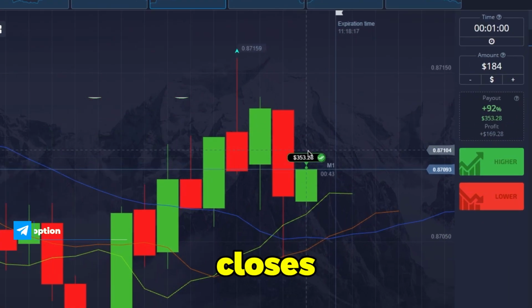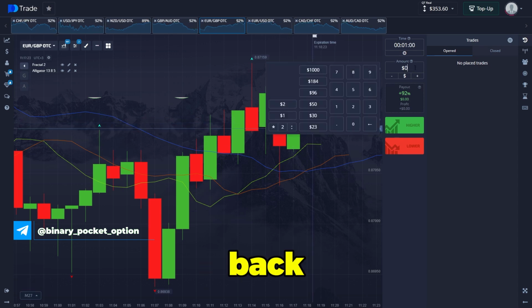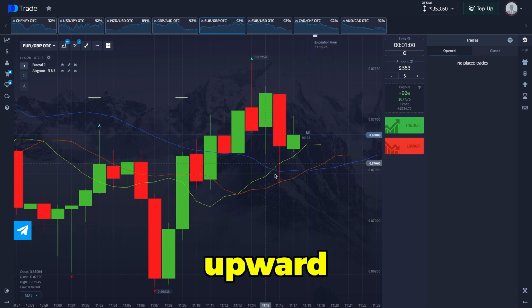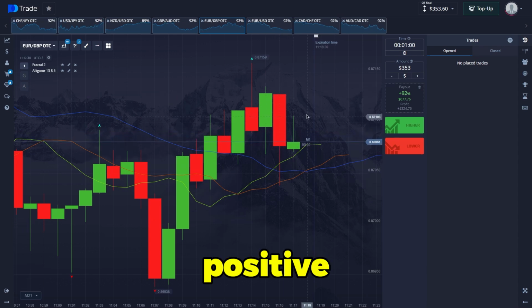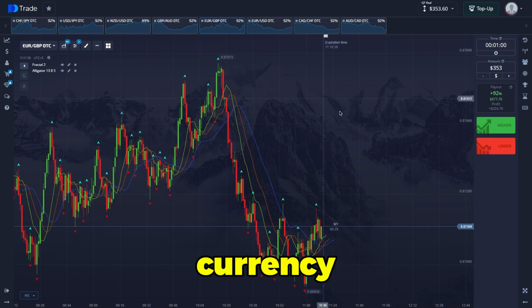Once again, our deal closes in positive territory in the last seconds. As I said, since we had a strong pullback, the next candle should also show its strong upward force. So we close the deal in positive territory. Let's continue trading and select the next currency pair.